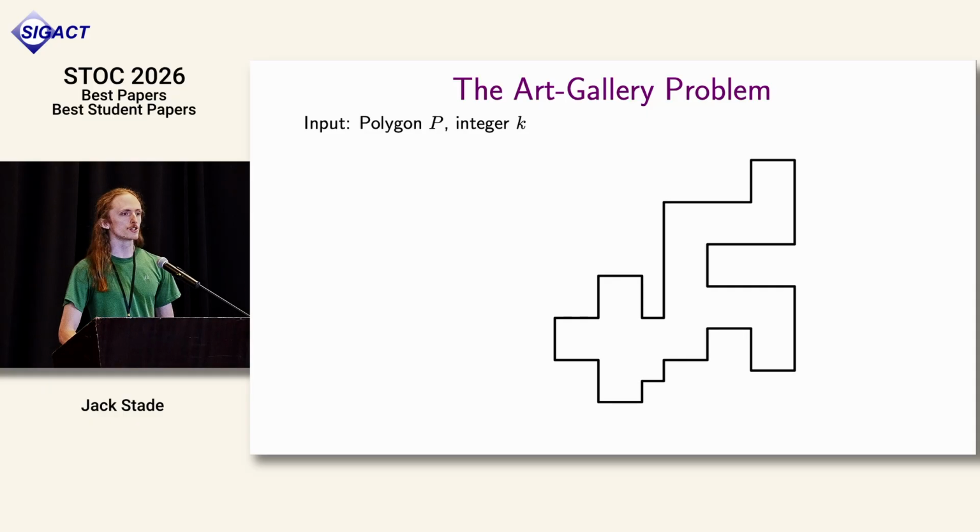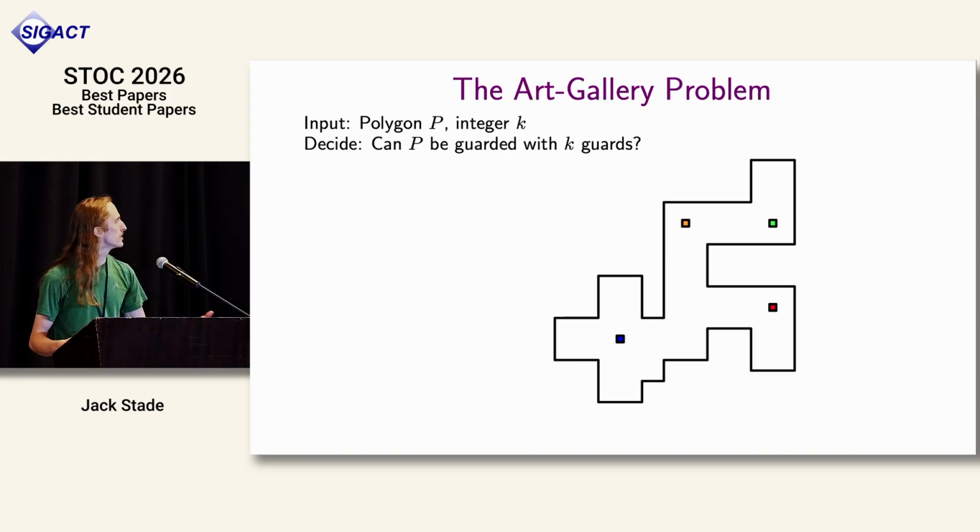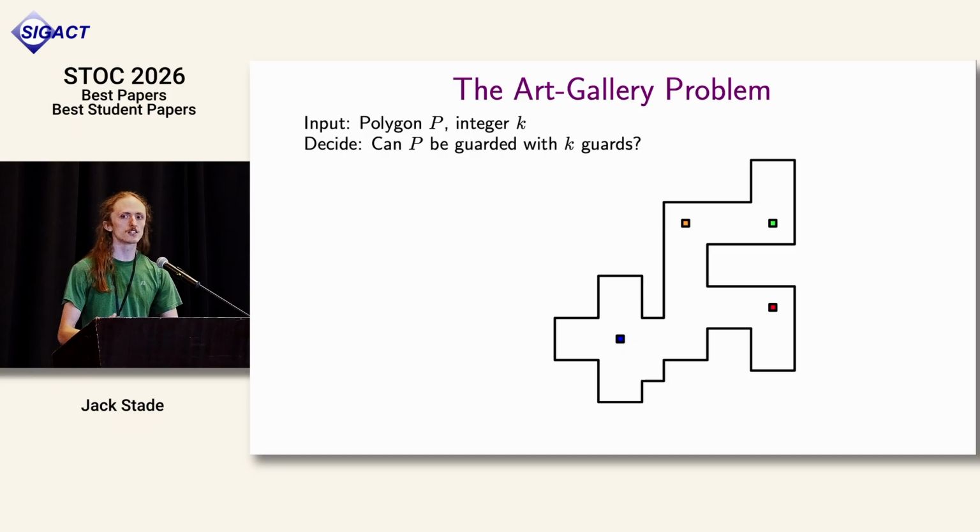We're given as input some polygon, and we'd like to find some small set of guards. The polygon represents the floor plan of an art gallery, and we want the guards to be able to see everything in the art gallery without leaving any blind spots. So here we're going to be thinking about the decision version of the problem, where we just ask, is some set of k guards enough?